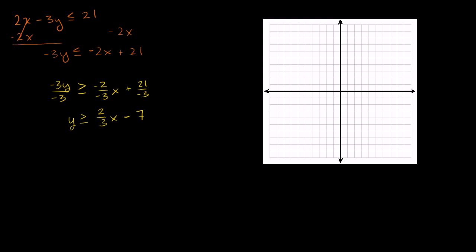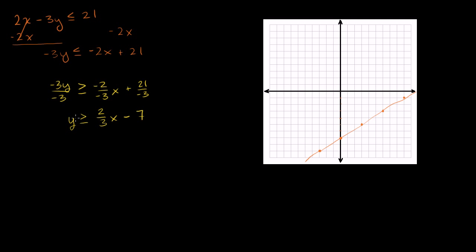Let's graph it. I'll graph it in orange. The y-intercept is negative 7. So 1, 2, 3, 4, 5, 6, 7. And its slope is positive 2/3. So when you run 3, you go up 2. And in this direction, if you go back 3, you go down 2. So the line will look something like this.